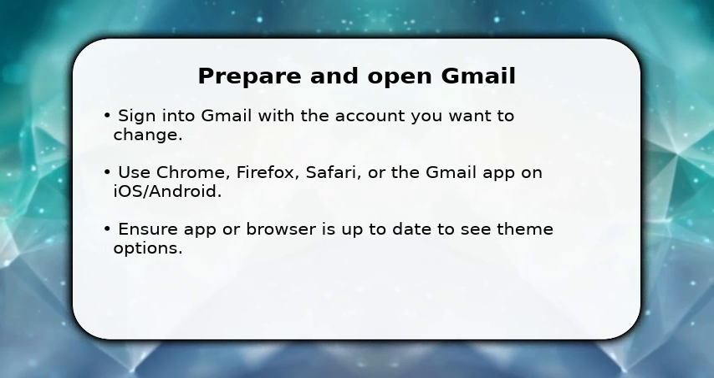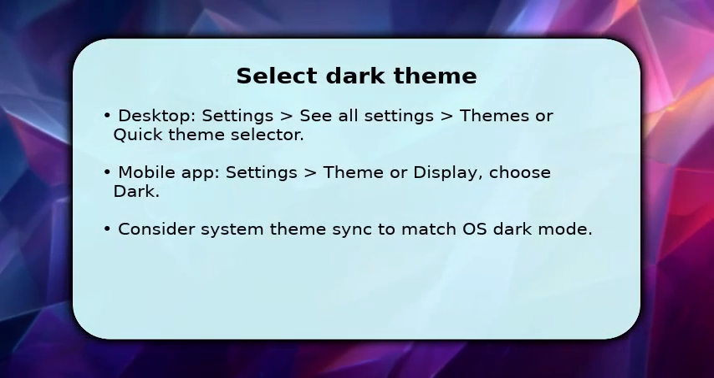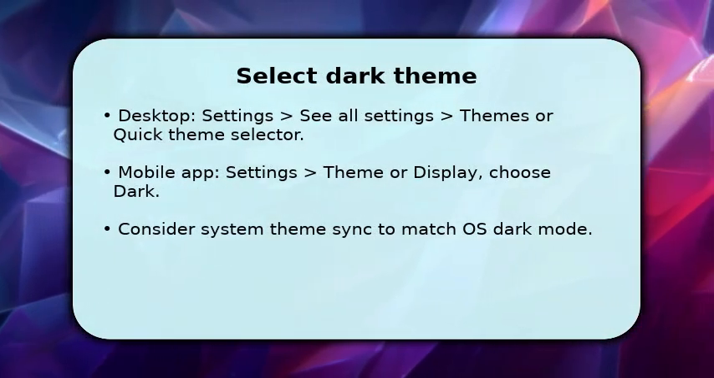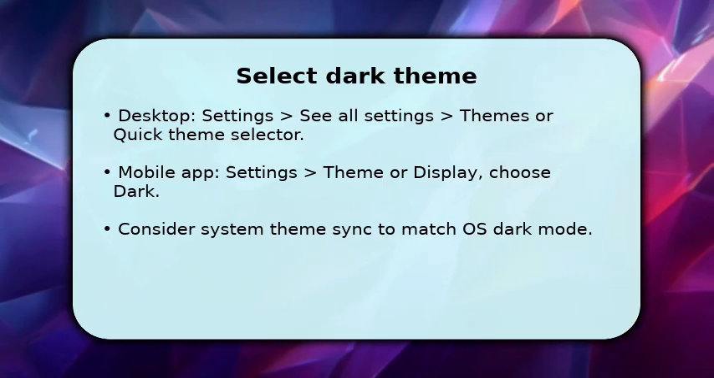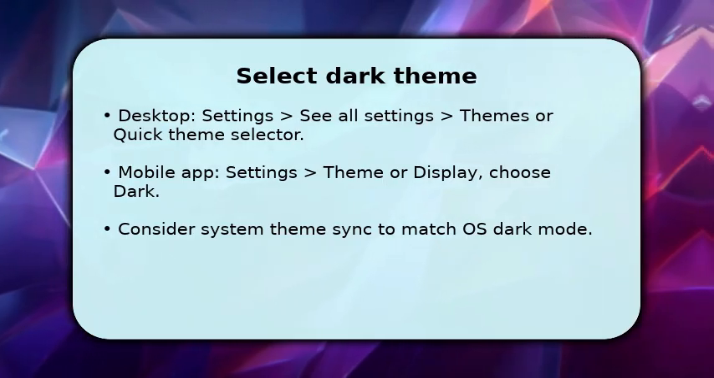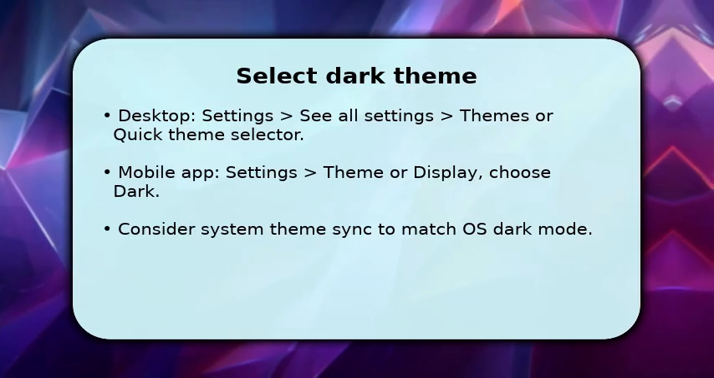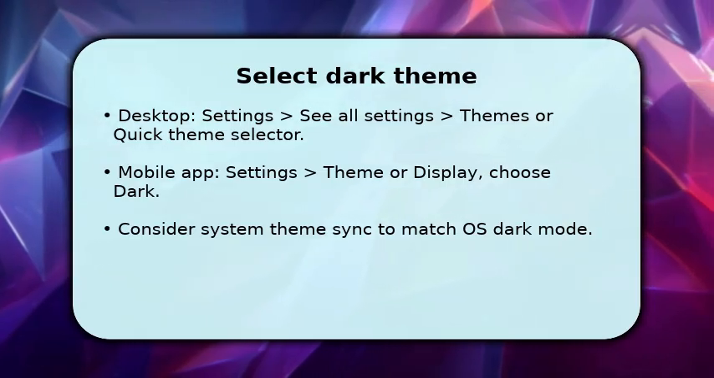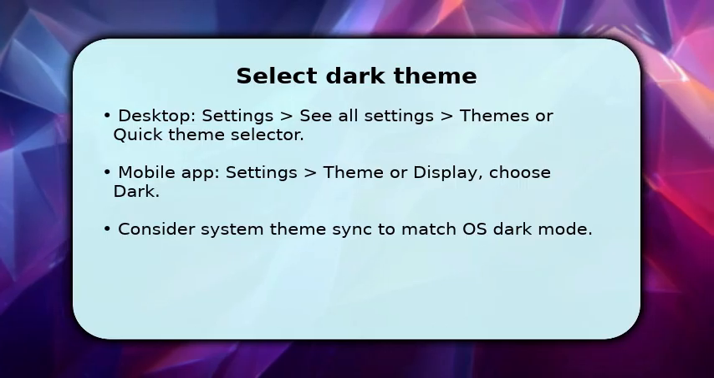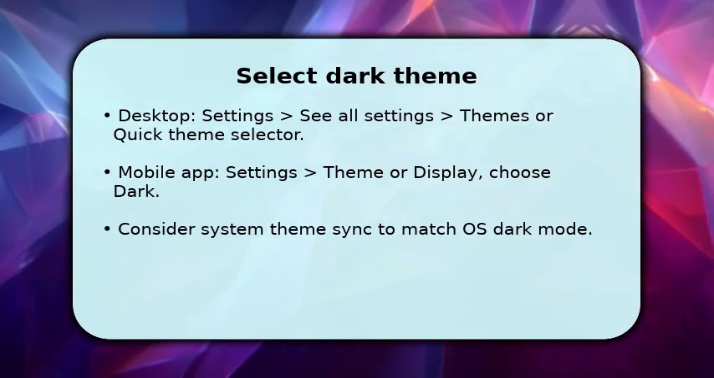Now you choose the actual dark appearance. On desktop, click Themes or the Quick Theme selector, scroll to dark or select a black background. Click Save or Apply. On Android or iOS, open Gmail settings, tap Theme or Display and pick Dark. Some phones offer System Default, which follows your OS.